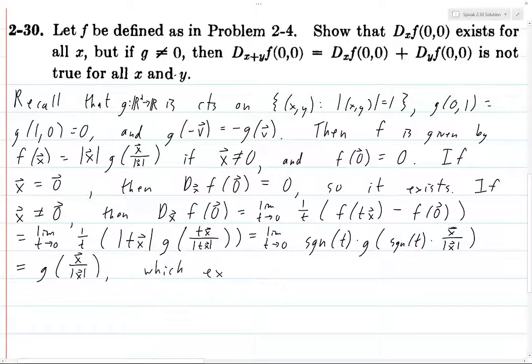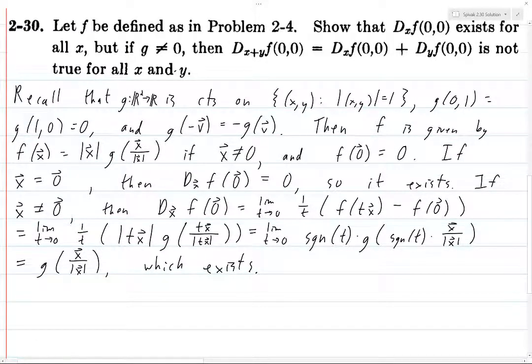which exists, obviously, because g is defined at this point. If x is a non-zero vector, x over the norm of x is going to be a vector of norm 1, and so this vector lies in the domain on which g is defined. And so this exists, and so d_x f of 0 exists. So we've proven that for all x, d_x f of 0 exists.